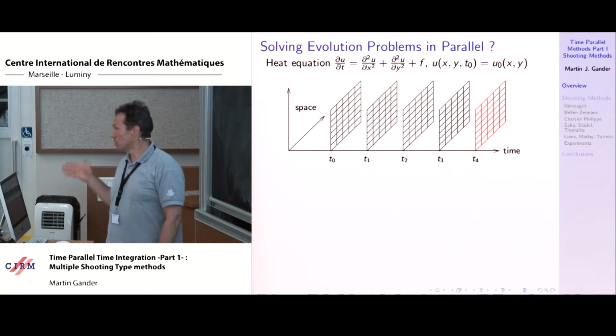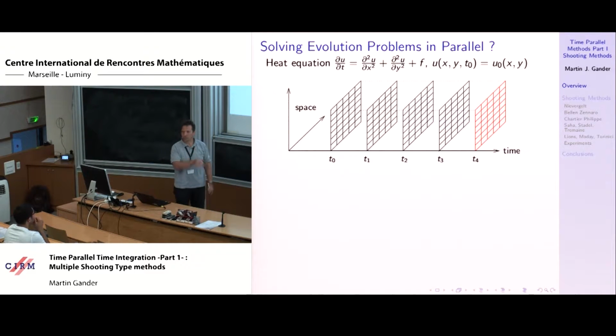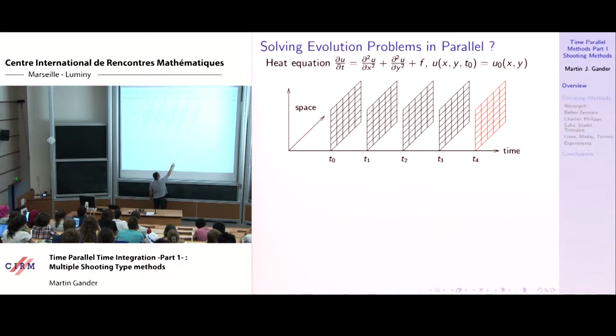So you see, this process is completely sequential. You cannot calculate the solution here before you know what the solution here is, because it depends on this solution. There is a causality in this equation. This is a completely sequential process.